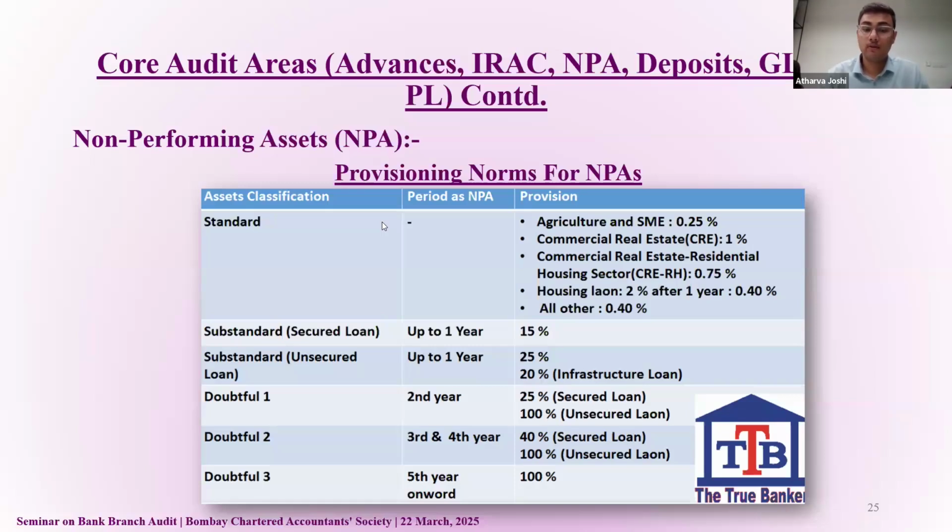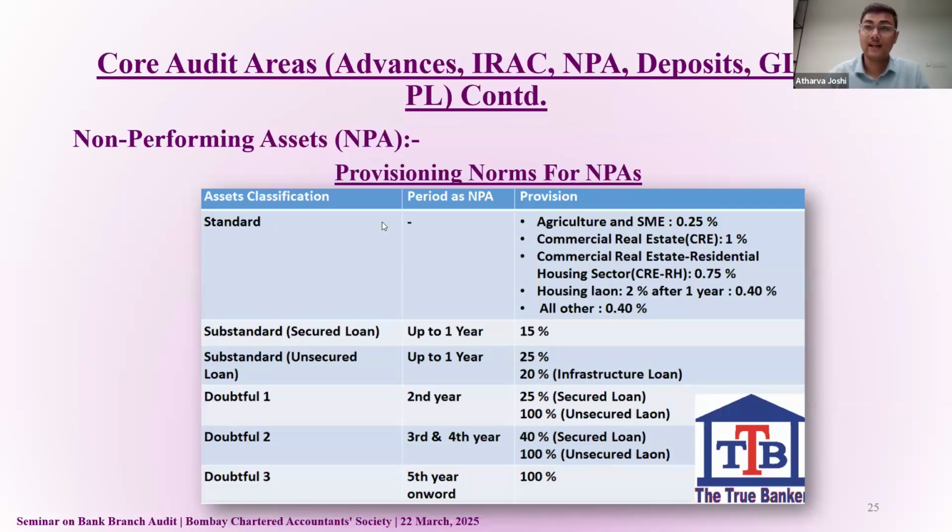A substandard asset would be one which has remained in NPA category for a period of less than or equal to 12 months. In such a case, we shall provide 15% of provision on secured portion of the loan, whereas unsecured portion of the loan would be provided for 25%.